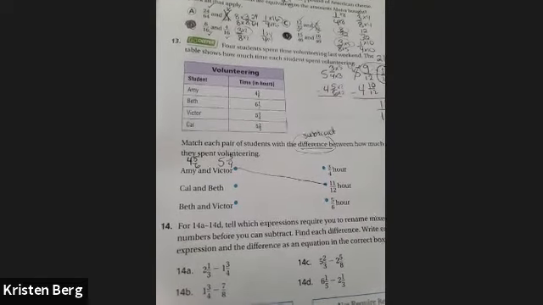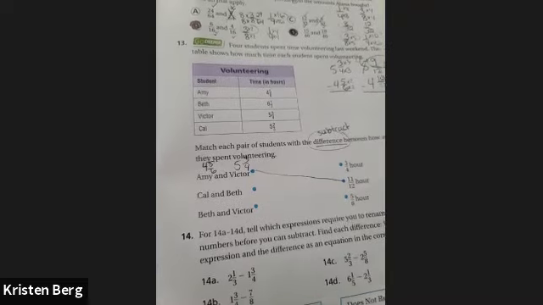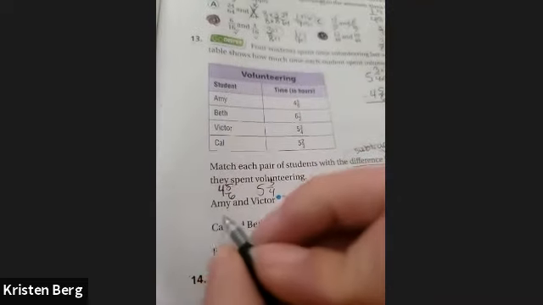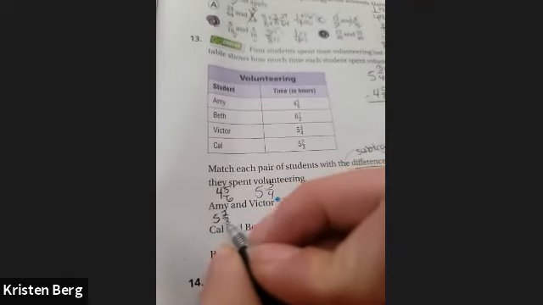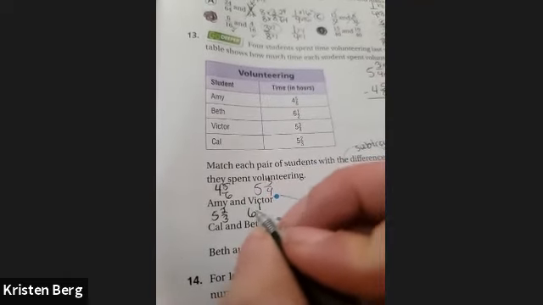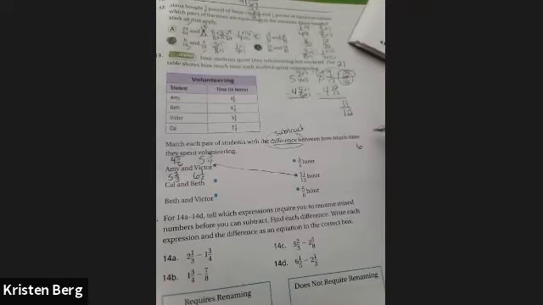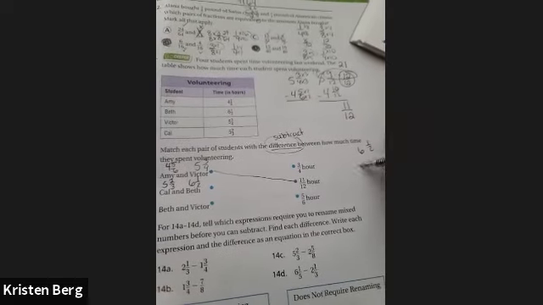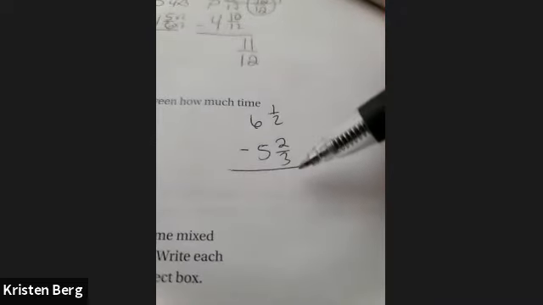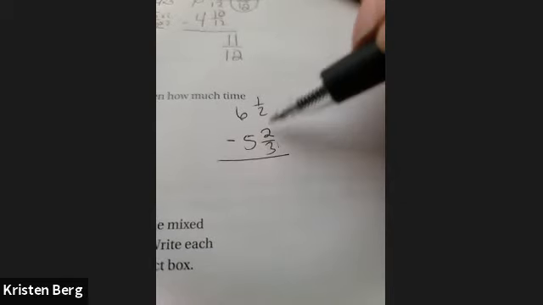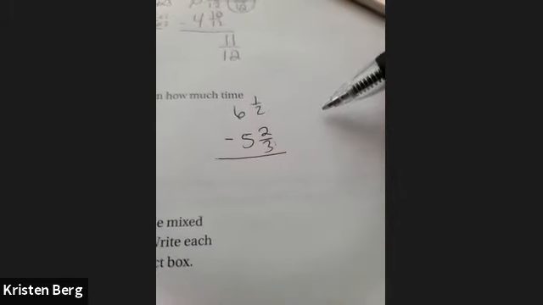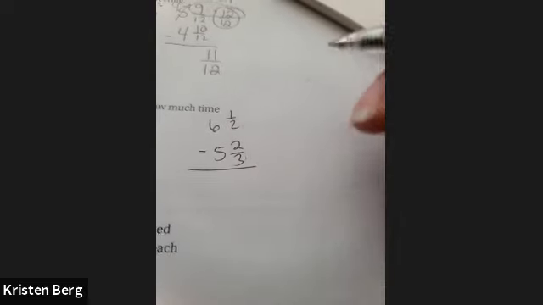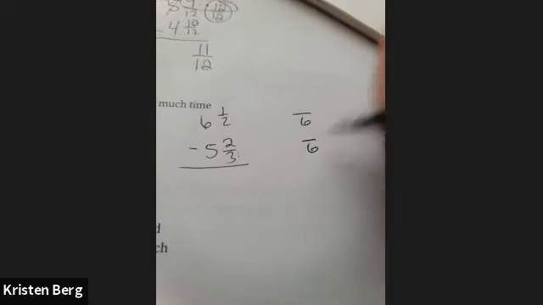Next, Cal and Beth. So Cal is 5 and 2/3. And Beth is 6 and 1/2. So since Beth is bigger, I'm going to change that one. Minus 5 and 2/3. All right, now this one, I could have changed it all to 12ths, but then I could have also looked and saw, oh, I can just multiply these two as well. So I'm going to actually do that one. I'm going to change everything to 6. So I'm going to times this one by 3 and this one by 3.